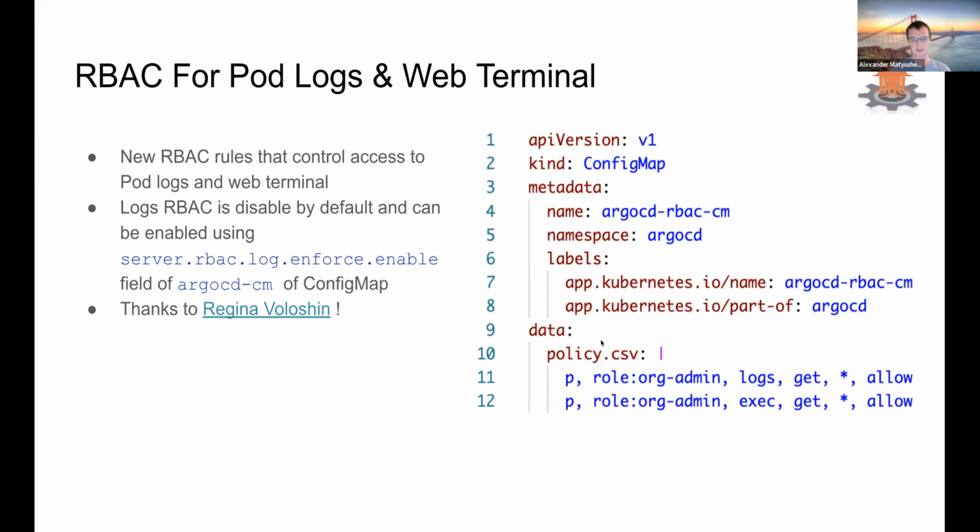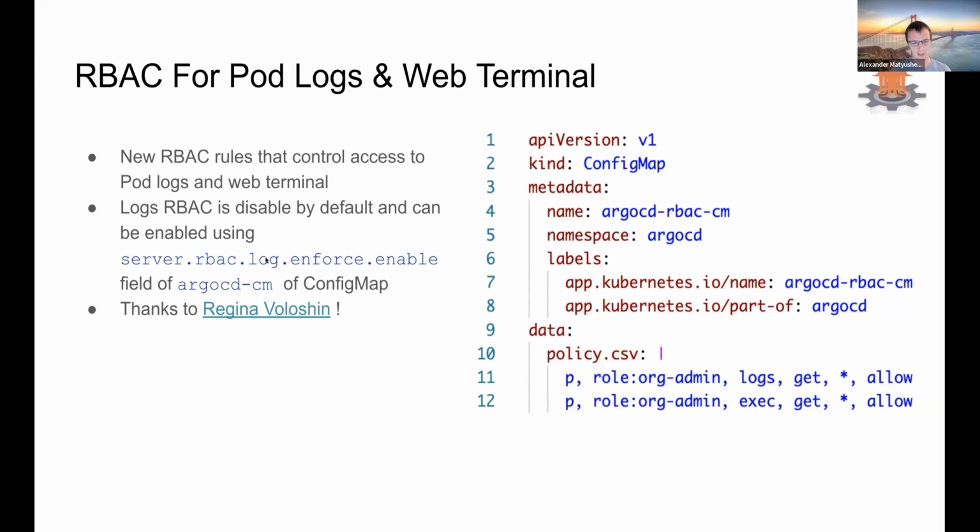So basically, this little YAML snippet gives you a high-level understanding of how those rules are going to look. We are introducing two new verbs that have to be given to a user, so that the user can get logs access or the ability to launch a terminal. Verbs called logs and exec. And in order to preserve backward compatibility, logs are available by default to everyone, and you can enable this additional role-based access control using a new flag.